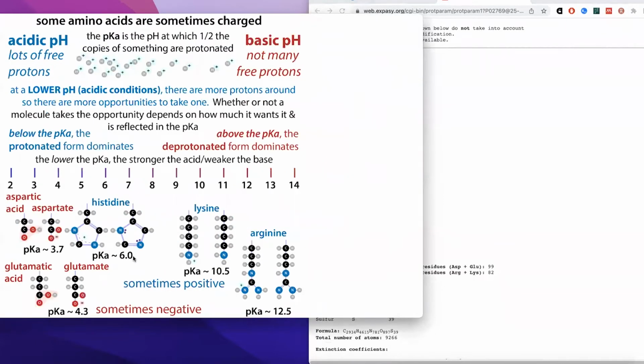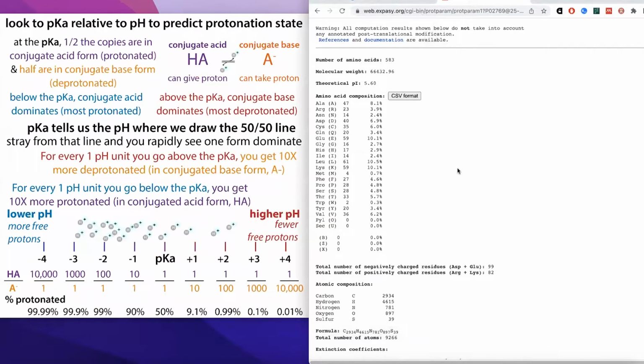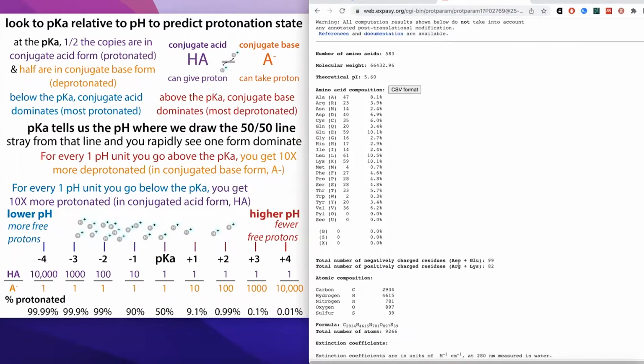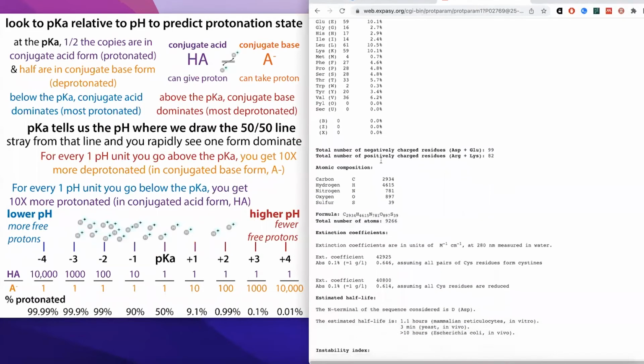It's got this pKa that's closer to physiological pH, so it can go back and forth more, whereas these are farther away, and so they're going to be way above or way below their pKa, and therefore they're likely to be protonated in the case of arginine and lysine, or deprotonated in the case of aspartate and glutamate. Okay, it also gives you some information about the atomic composition.